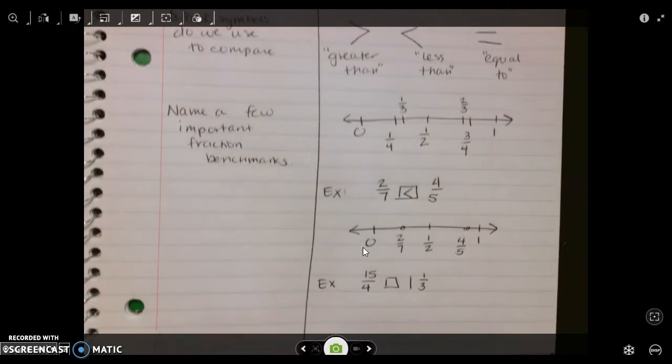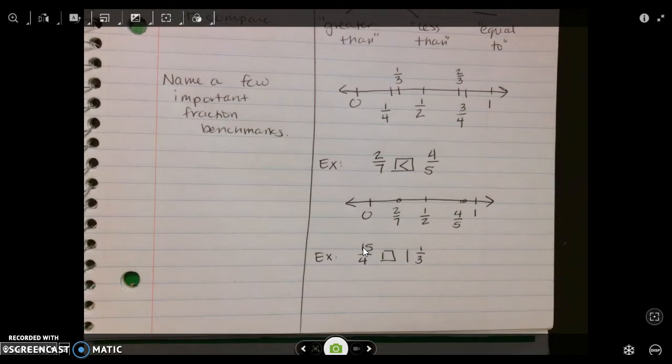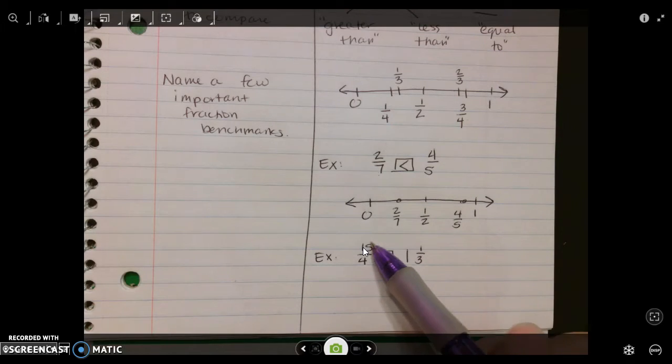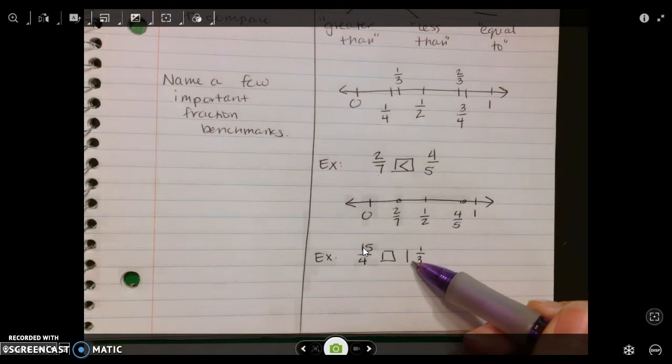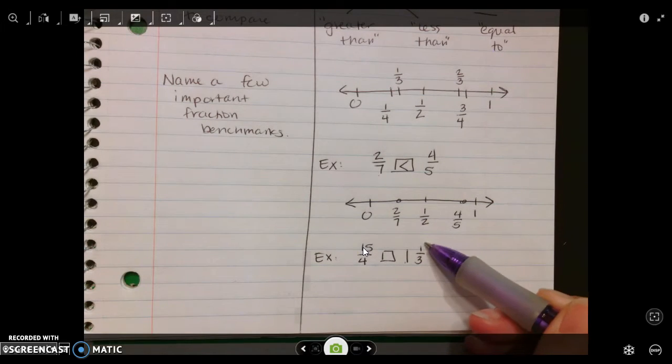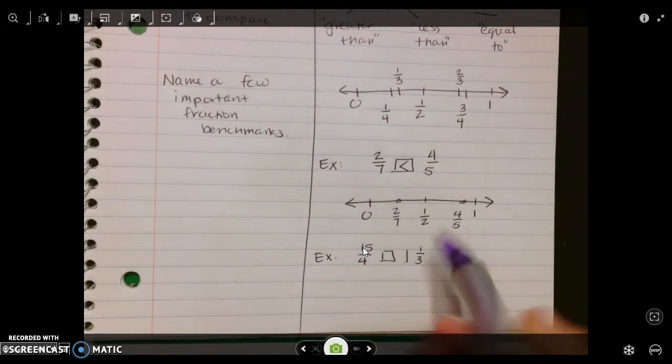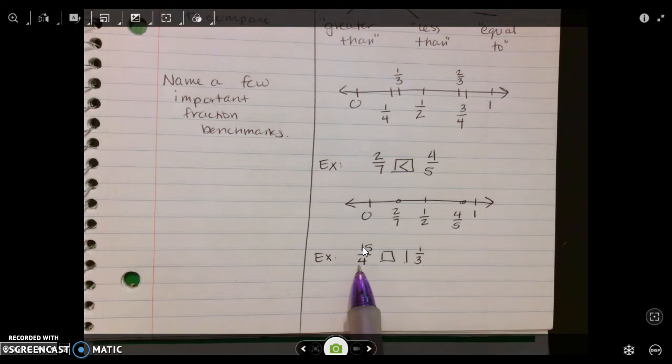Now, what about the case where we have improper fractions or mixed numbers, like this one? I have 15/4 and I'm comparing it to 1 1/3. Well, we're going to use a skill set that we learned back in elementary school. This is what we call an improper fraction because my number in the numerator is greater than my number in the denominator. And this is what we call a mixed number because I have a whole number with a fractional part. So I'm going to convert this improper fraction into a mixed number.